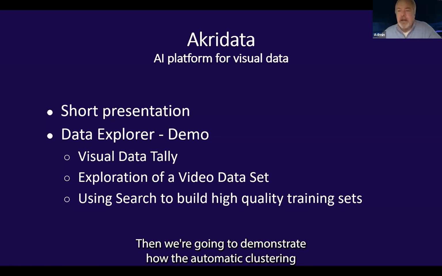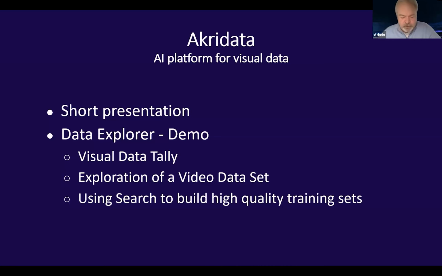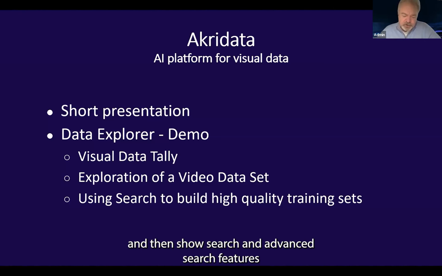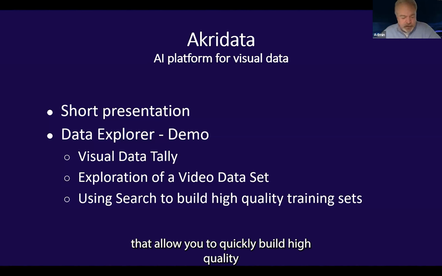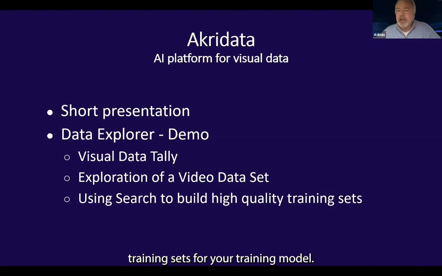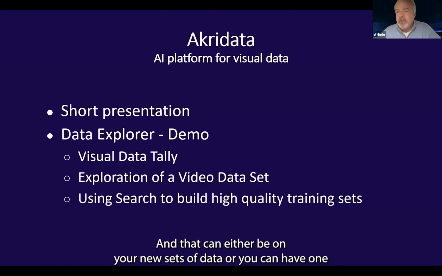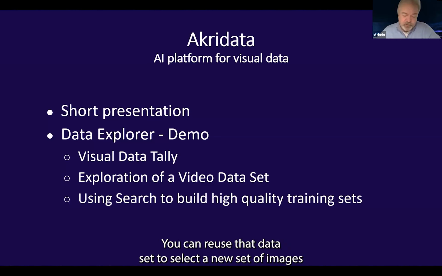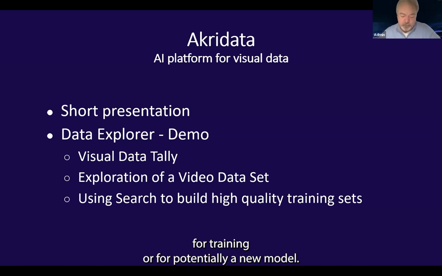Then we're going to demonstrate how the automatic clustering of the unlabeled images allows you to easily explore the makeup of the data set, and then show search and advanced search features that allow you to quickly build high quality training sets for your training model. That can be on new sets of data, or if you have one large data set, you can reuse that data set to select a new set of images for training, or for potentially a new model.